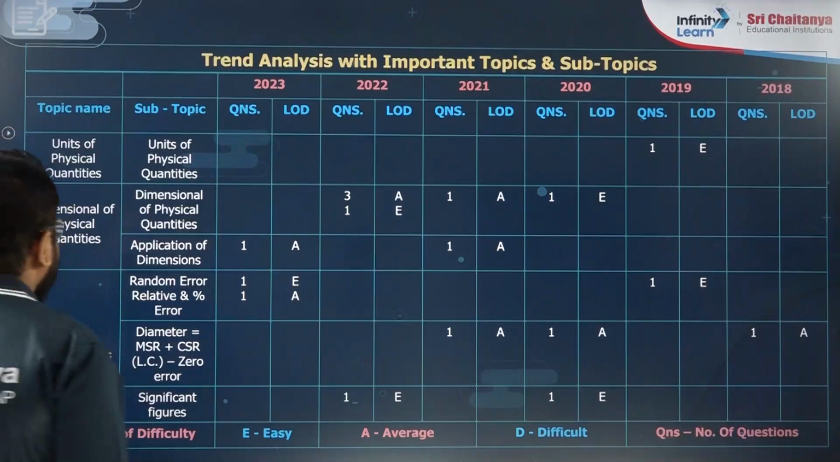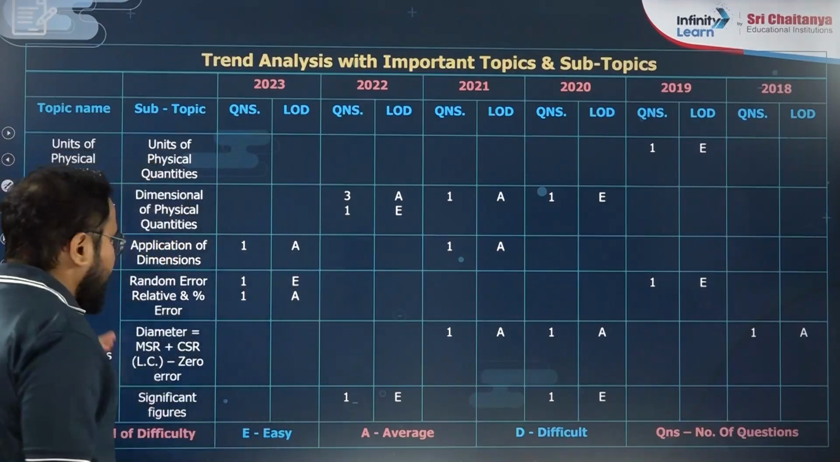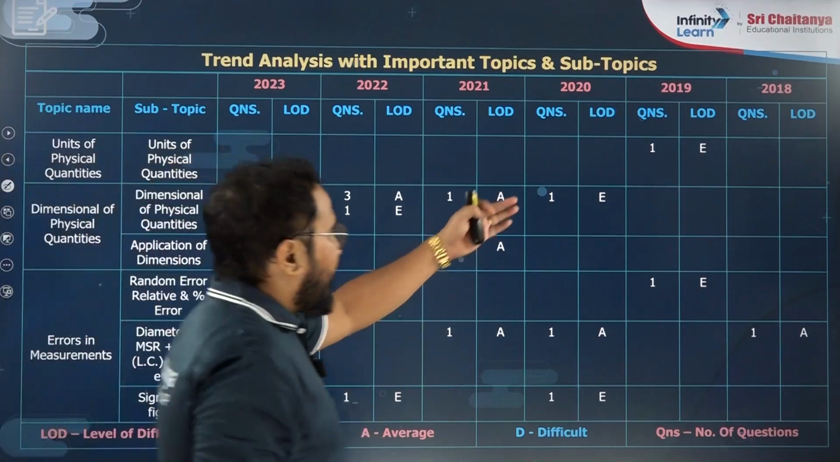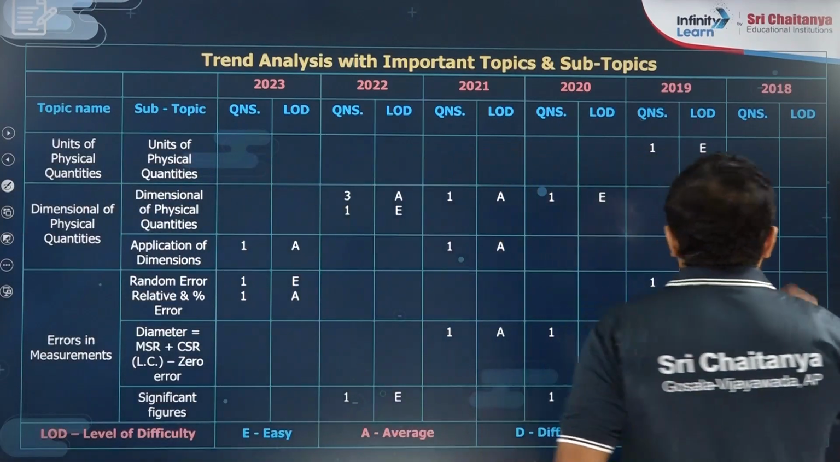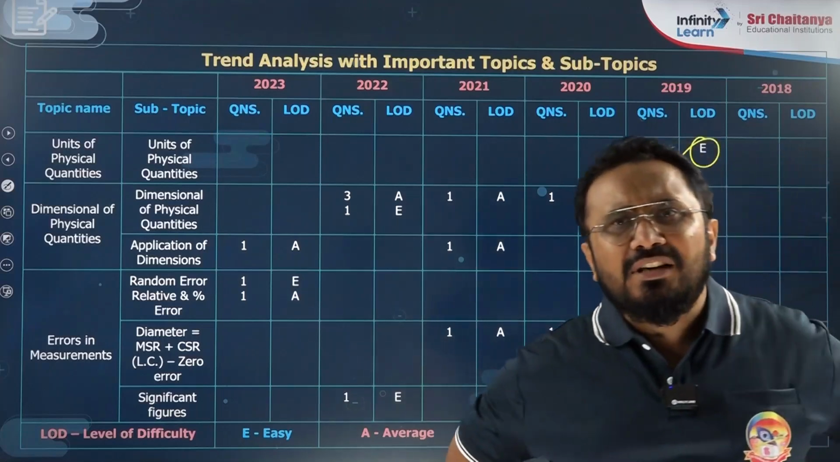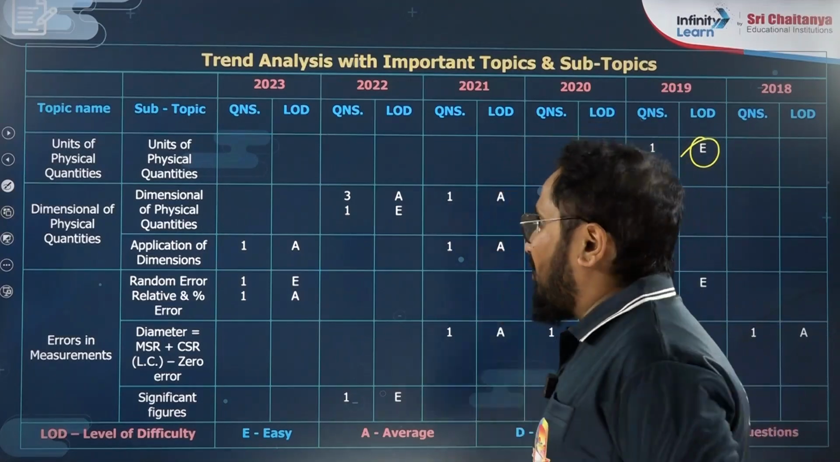Let's see the trend. In this dimension analysis chapter, I have divided it into 3 formats. What are the 3 formats? Unit of physical quantities, meaning questions based on the physical quantities. It came in the year 2019 and it was in the easy parameter. After 2019, there was no question from that.